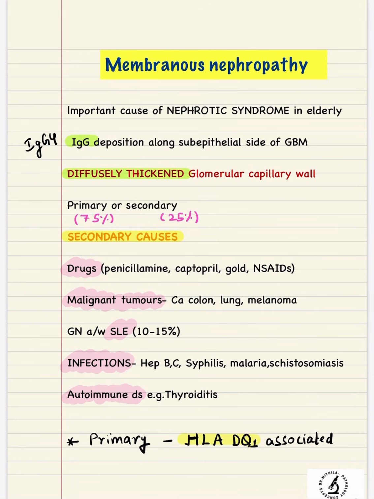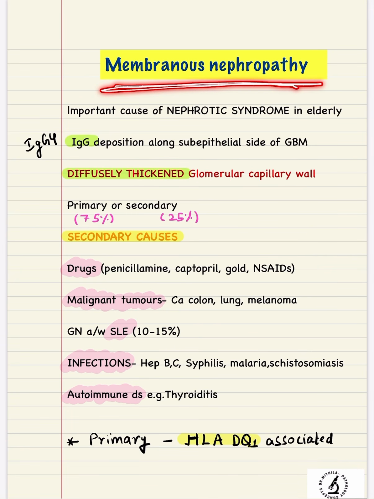Hello and welcome everyone. I am continuing with the renal pathology lecture, and this topic is membranous nephropathy. It's important for the theory as well as many MCQs come from this topic. I told you in nephrotic syndrome that important causes are minimal change disease in children. Then in young adults the cause is focal segmental glomerulosclerosis, and in the elderly the important cause is membranous nephropathy.